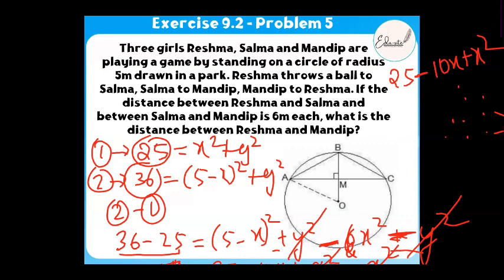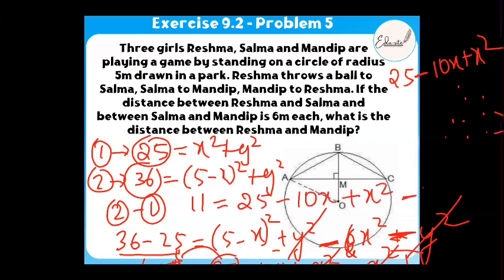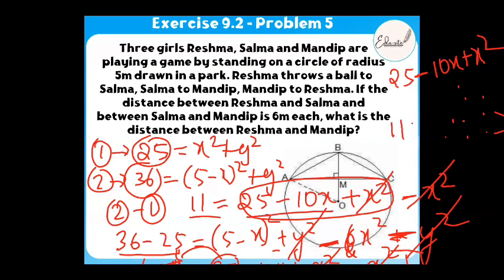What will you do now? 25 you will drag this side. Can you see the screen which is written below now? No. Okay, I'll write it here. 11 is equal to 25 minus 10x plus x squared minus x squared, correct? This is the splitting of the identity: (a minus b) whole squared is equal to a squared minus 2ab plus b squared. X squared minus x squared is cancelled out. So 25 minus 10x is 11. 11 is equal to 25 minus 10x.